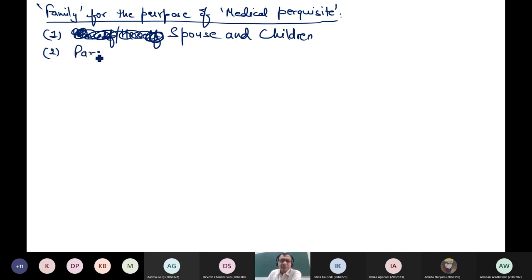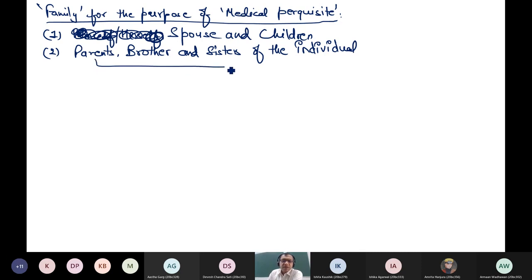And second, parents, brothers and sisters of this individual. If these are dependent on the employee, that's it. So this is the family. So whenever medical is reimbursed for employees' own health, spouse health, children health, parents, brothers and sisters, then it is covered under those 5 exemptions.